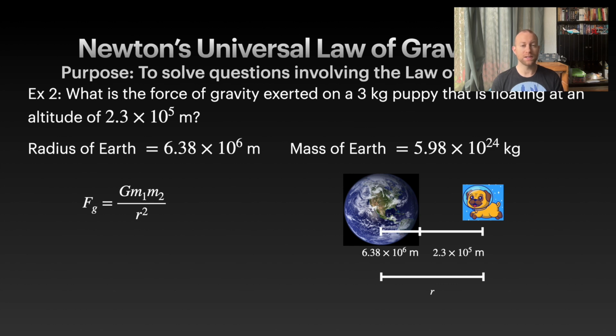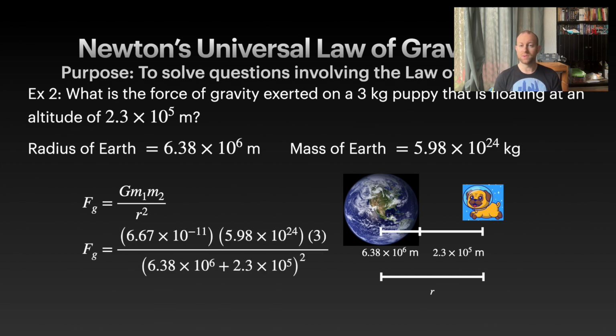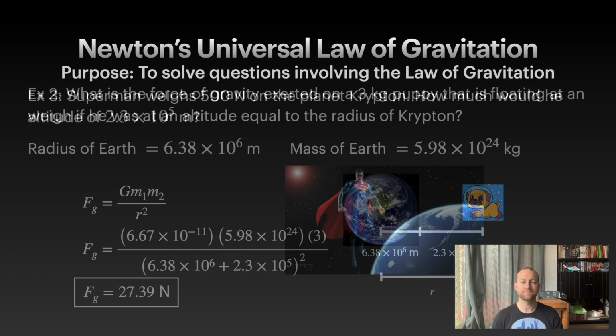So when I plug that into the equation, we add the two distances together for the R value, and we get this is our force of gravity. Notice it's less because the dog is further away from the planet. And that makes sense. The further away you move from the Earth, the smaller the force should be.